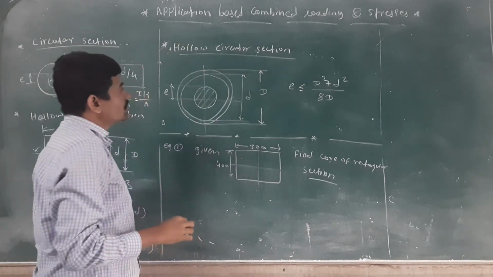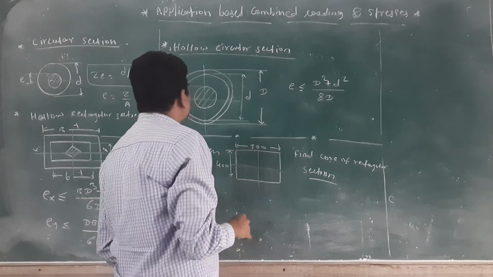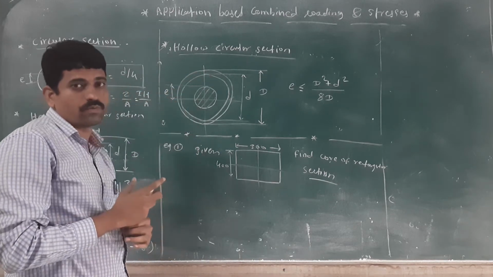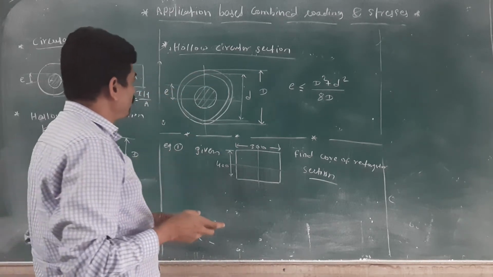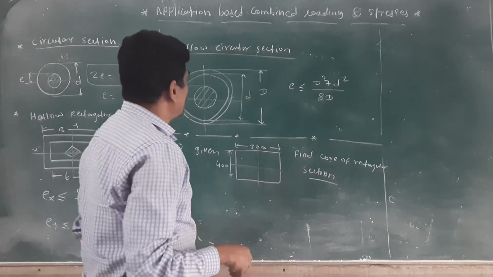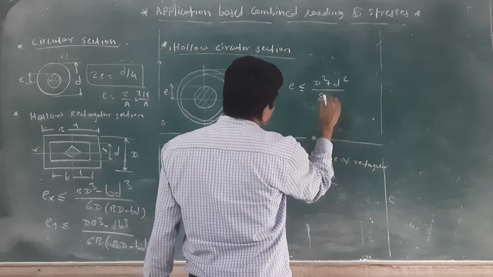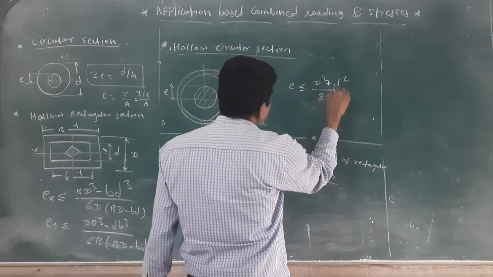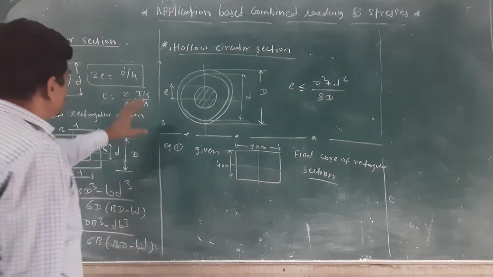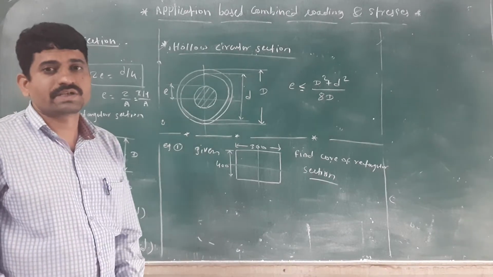If you are given the hollow circular section, then what is the value of I? You know that I is equal to pi by 64 D to the fourth minus pi by 64 small d to the fourth. And what is the Y bar value? Again, capital D divided by 2. And you will get the eccentricity E is less than or equal to capital D square plus small d square divided by 8D. You should remember these relations in the core section.